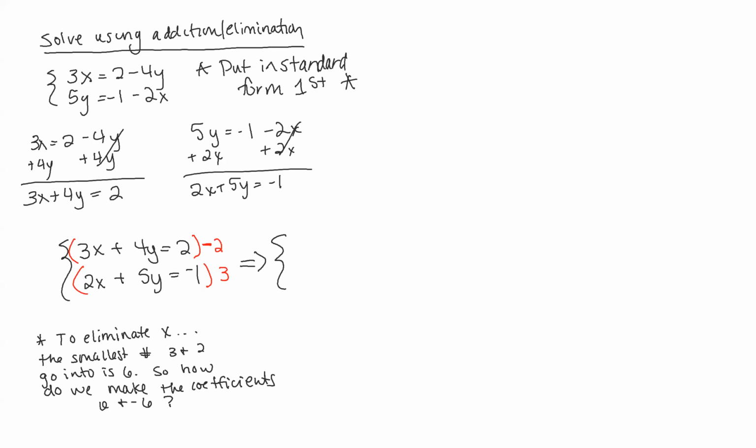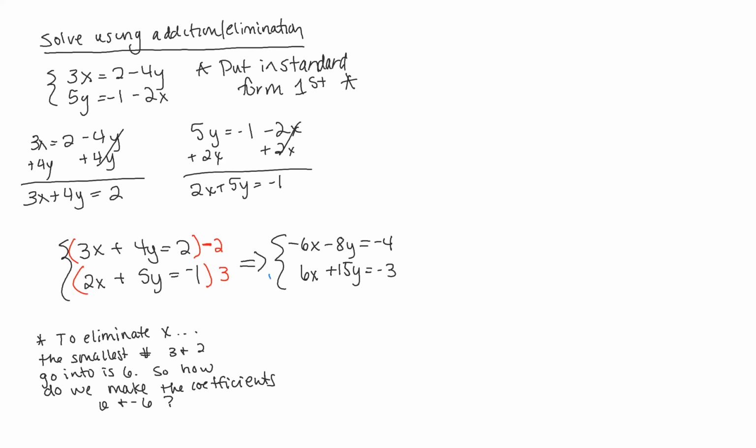So 3x times negative 2 is negative 6x. 4y times negative 2 is negative 8y. 2 times negative 2 is negative 4. For the second equation, we can just multiply by positive 3 because, again, we want the signs on the coefficients of x to be different. So we're going to keep the second equation positive. So 3 times 2x is 6x. 3 times 5y is 15y. 3 times negative 1 is negative 3.